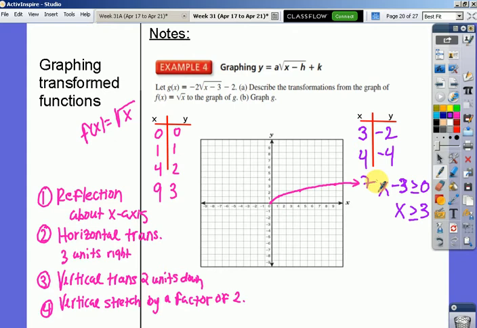Okay, when I plug in 7, 7, 6, 5, 4, I get a perfect square. Square root of 4 is 2. 2 times negative 2 is negative 4. Negative 4 minus 2 is negative 6. We'll plot those three, see if that's good enough. Let's see. So, 3, -2, 4, -4, and 7, -6.